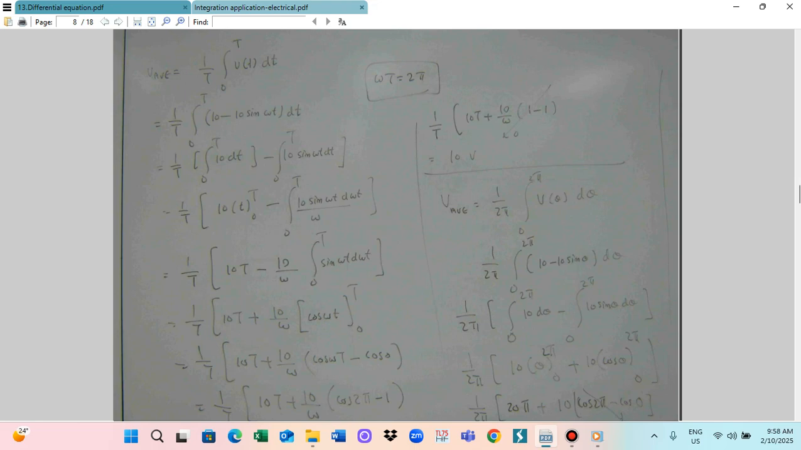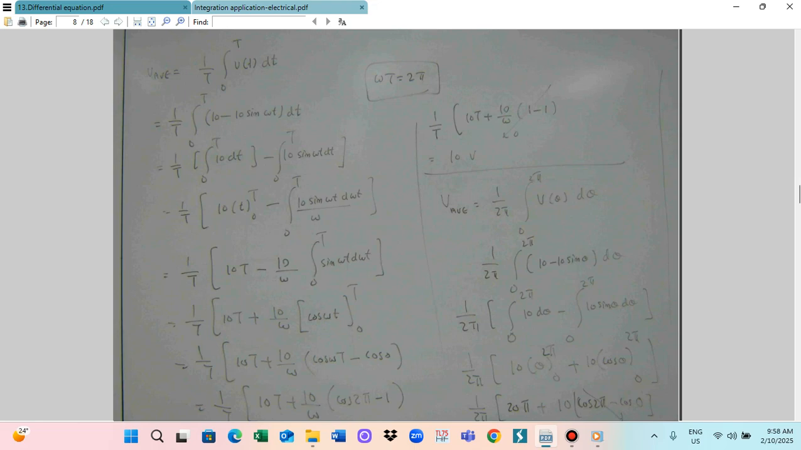Okay, then you calculate. In this case, when you integrate, you integrate 1 by T. So this becomes the integration from 0 to T of 10 dt minus the integration from 0 to T of 10 sine omega t dt.